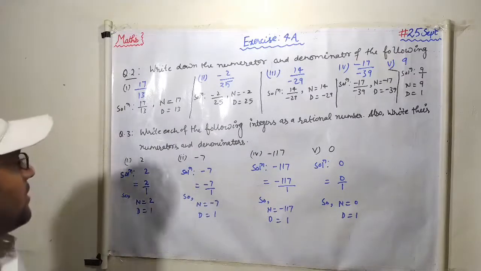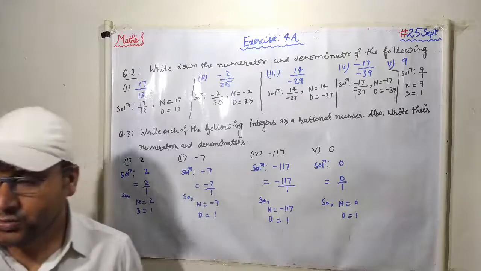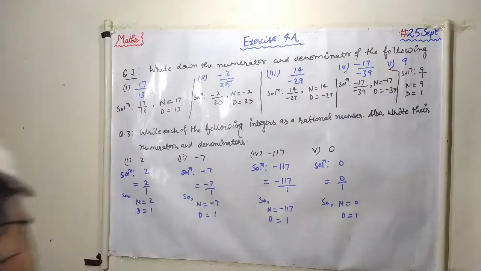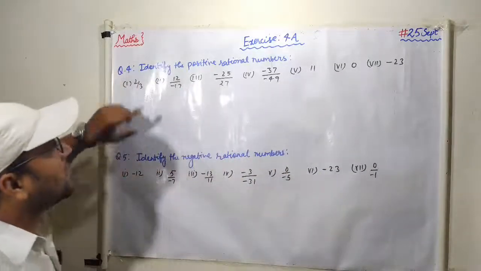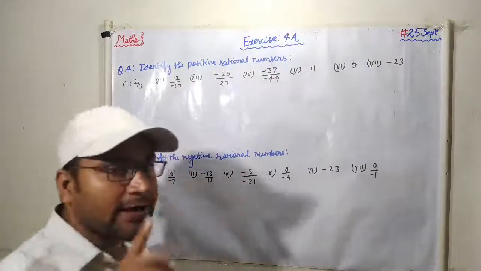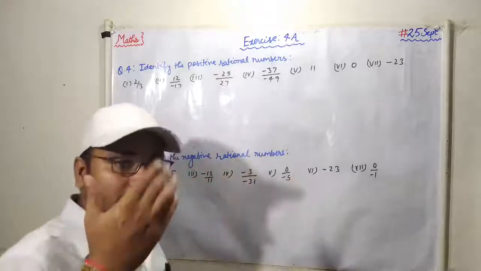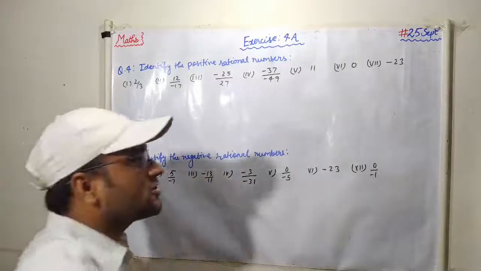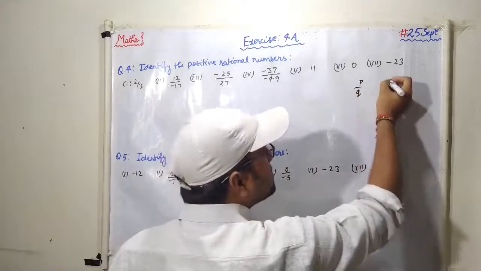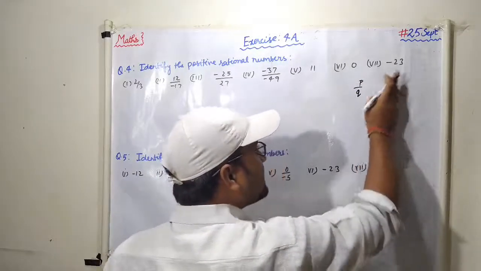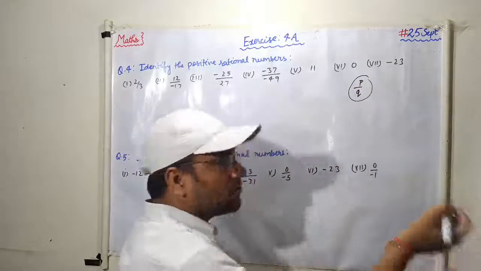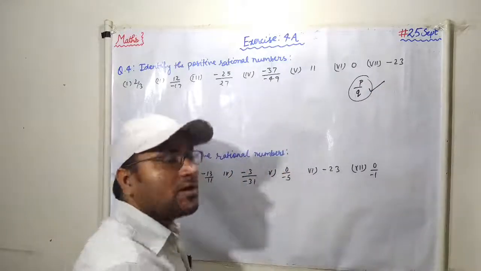Now I'm going to do question number 4 and 5. Question number 4: identify the positive rational numbers. For positive rational numbers, you can revise the definition of a positive rational number. Positive rational numbers, P upon Q. If both are positive, meaning no sign is written, both the integers P and Q are positive, then the rational number is said to be positive.